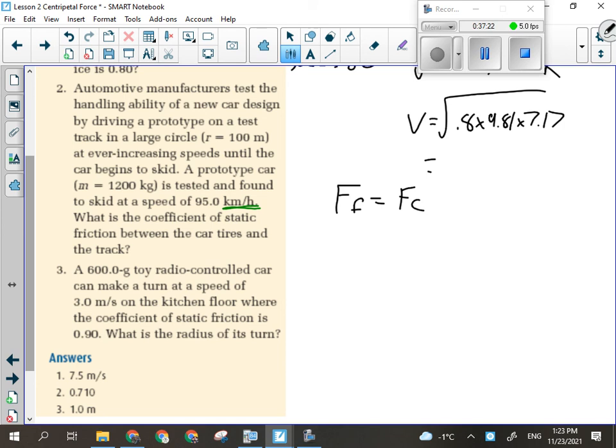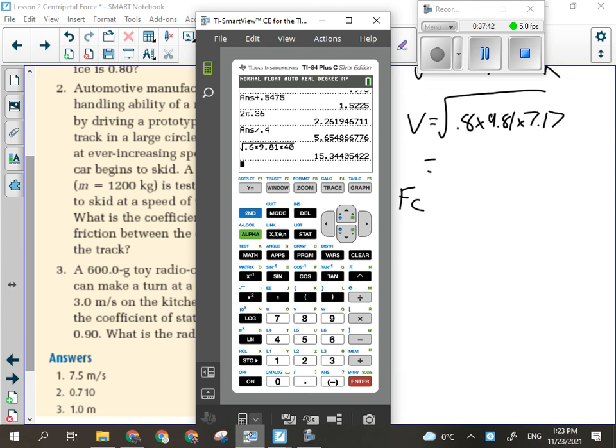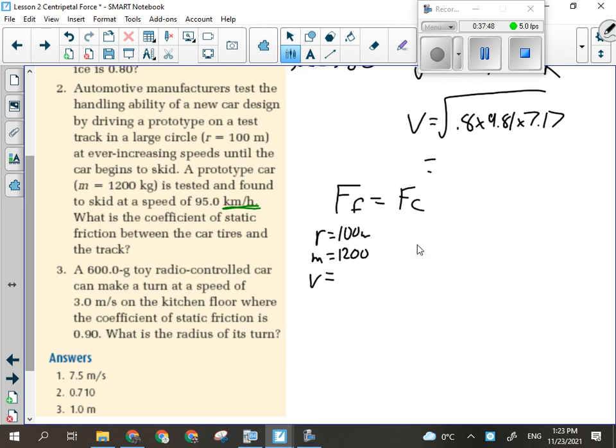We know that the radius of the turn is 100 meters. We know that the mass of the car is 1,200 kilograms, although that's irrelevant. We're not even going to need that number. And we know that the speed is 95 kilometers per hour, divided by 3.6 for our purposes. So we're looking at 26.4 meters per second. I'll keep all the decimals in my calculator though.